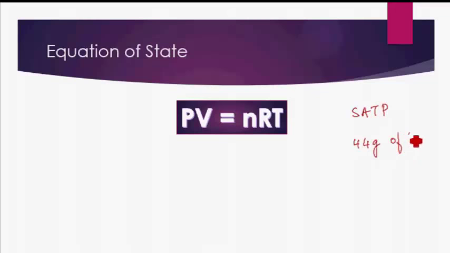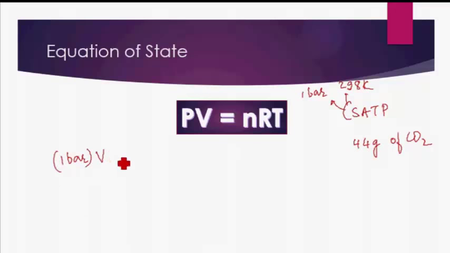So what you do is, at SATP you already know the value of pressure and you already know the value of temperature. What is the value of pressure? It is 1 bar. What is the value of temperature? It is approximately 298 Kelvin. And 44 gram of CO2. So pressure is 1 bar. We have to calculate the value of volume V.